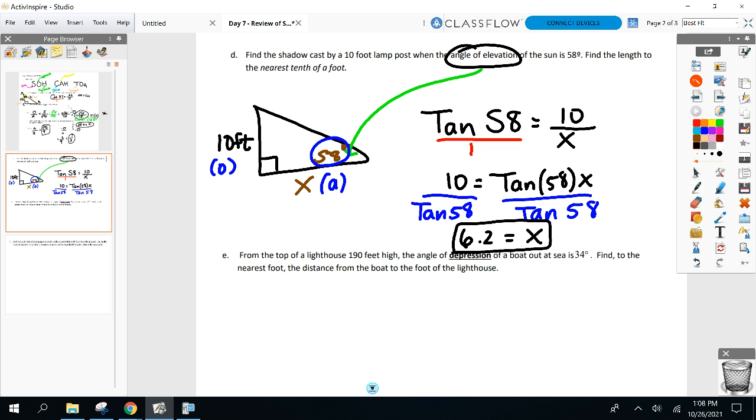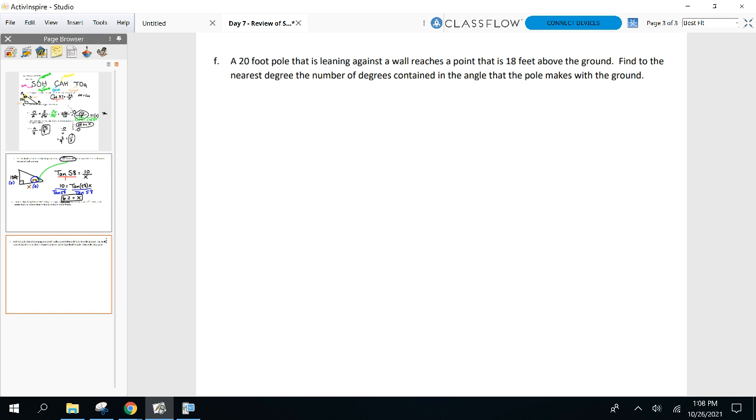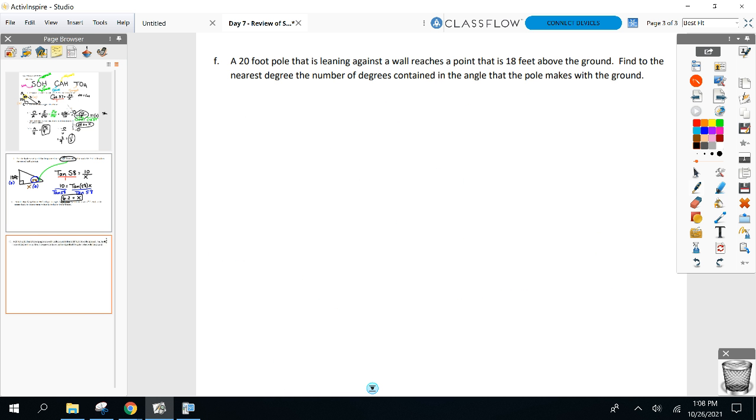I'm going to try to get one more in here. And it's not going to be E. It's going to be F. So these last two problems, we found the side of the triangle, right? We found a side. What happens now if I'm missing the angle? You know the sides, but I'm missing the angle now. All right, so real quick here, because I'm running out of time. We got a 20-foot pole leaning against a wall. Where's the 20 going to go?